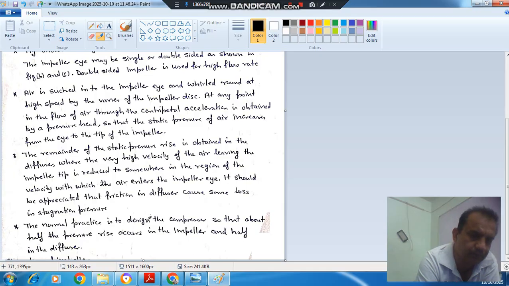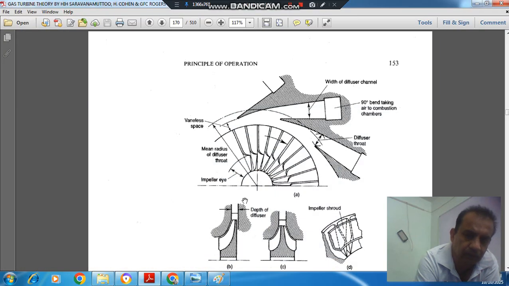The normal practice is to design the compressor so that about half the pressure rise occurs in the impeller and half in the diffuser. So here we have stated that there is some pressure rise as well as velocity rise due to energy imparted to air. And here there is also some pressure rise at the cost of kinetic energy of air. So here it is the static pressure rise.